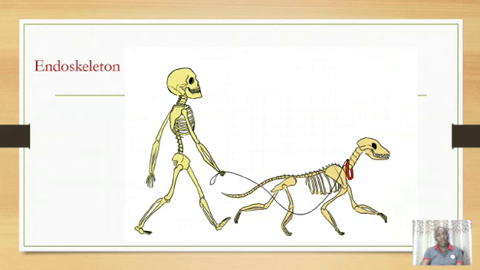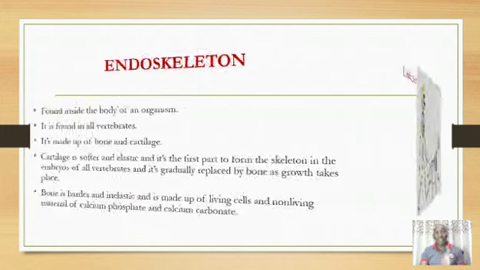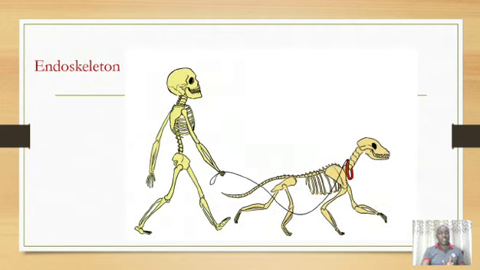Cartilage and bone are the components of the endoskeleton. We have seen that bone is harder than cartilage. Why? Because bone has a material called calcium phosphate and calcium carbonate. All right. So in summary, our three types of skeletons: we've talked of the hydrostatic, the exoskeleton outside, and the endoskeleton inside. Hydrostatic, remember we said fluid filled. Endoskeleton, inside the body.